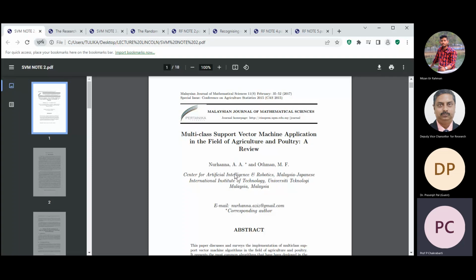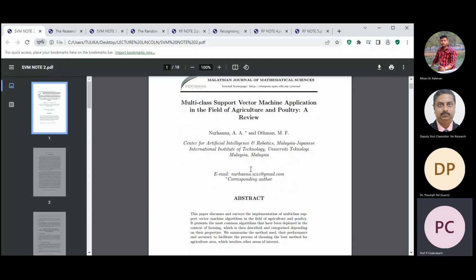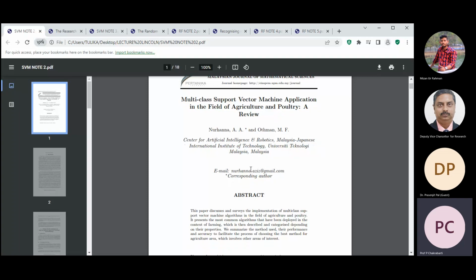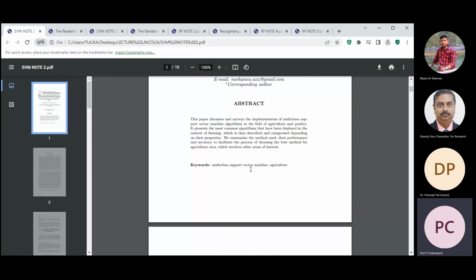means the linear case, where you can use binary classification, and another thing is the multivariate, that means multi-class. Here also they have used a multi-class support vector machine application. What technique have they used? They used RapidMiner, and also through Python they set up the correlation among the parameters. They implemented multi-class support vector machine algorithms, summarized the methods, their performance and accuracy, and ultimately found out which one is the best fit or best method.